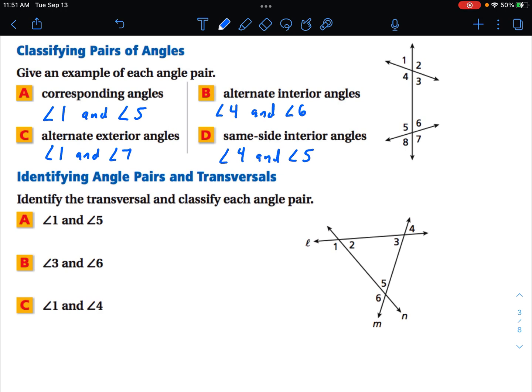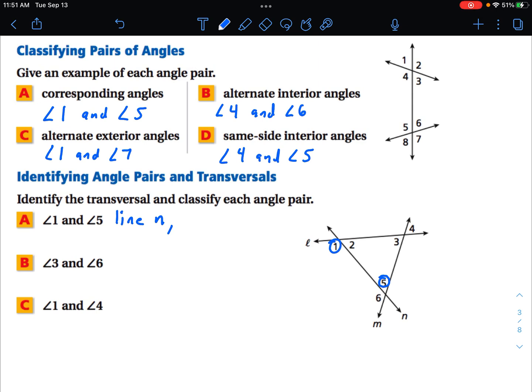Moving on to the second section, identify the transversal and classify each angle pair. So now you've got 3 lines. Every one of them, line L crosses 2 lines, line N crosses 2 lines, line M crosses 2 lines. So they're all transversals, but we're going to pick our transversal dependent on what angles we're talking about. So like in number 1, we're talking about angle 1 and 5. So in that scenario, line N would be our transversal since it's part of the formation of both those angles. So line N would be your transversal there.